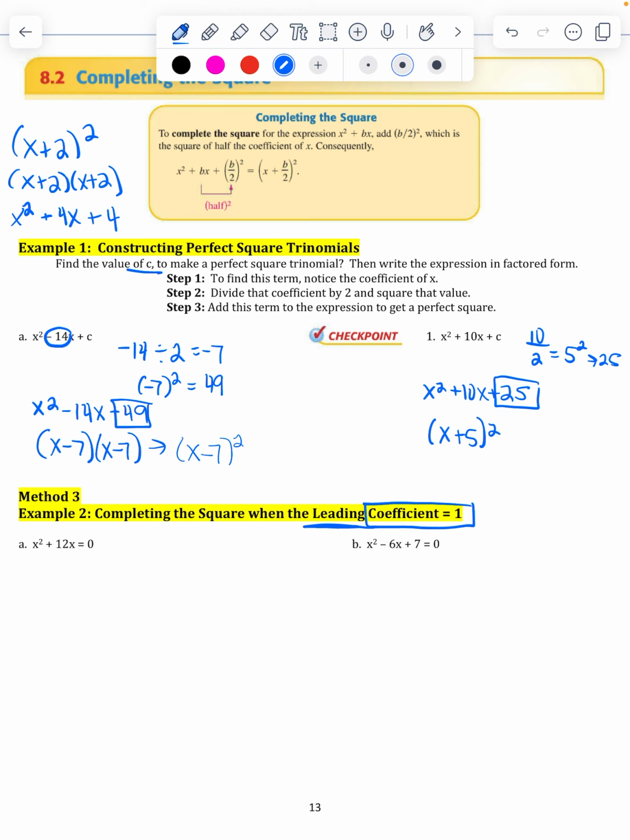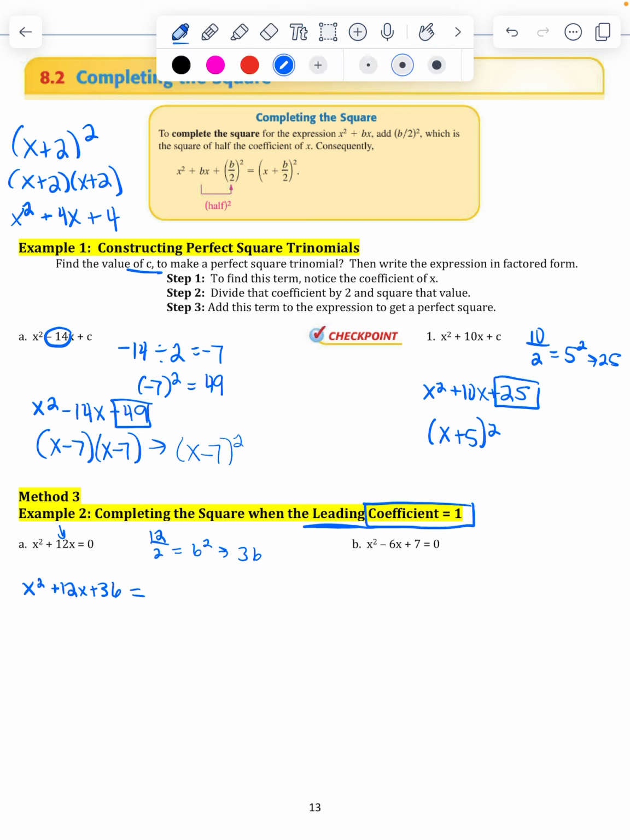Then what we need to do is that little trick. Take the middle term, which is 12, divide it by 2, and then square it to get what the c value needs to be. So in order for this to be a perfect square trinomial, we need the c value to be 36. But here's the thing: x² + 12x + 36. We can't just add 36 to this. It doesn't work that way.